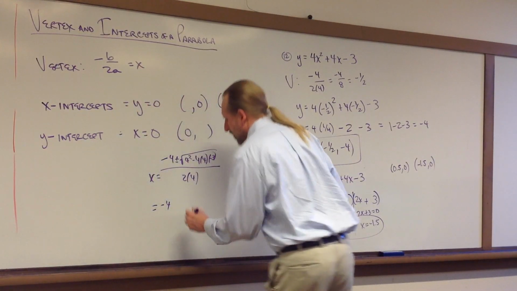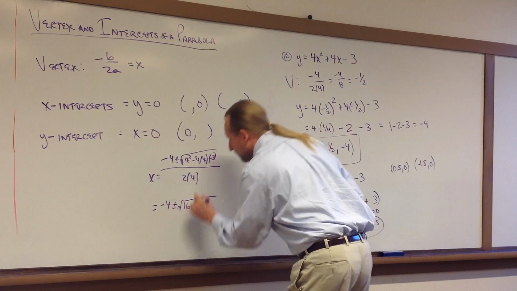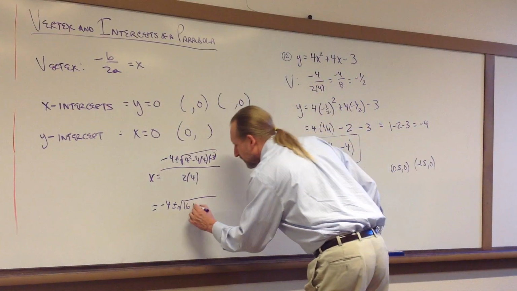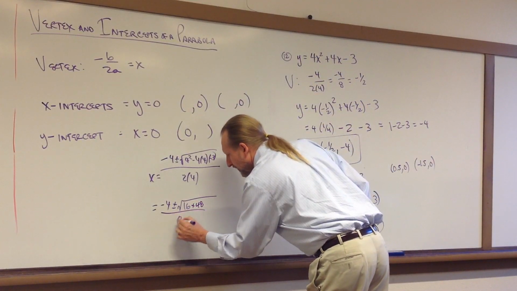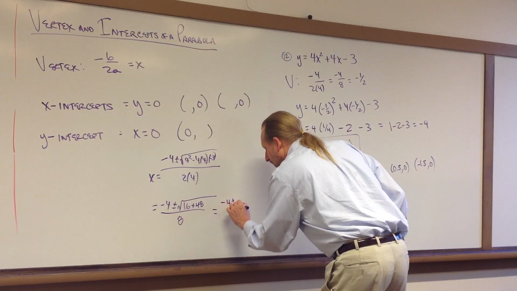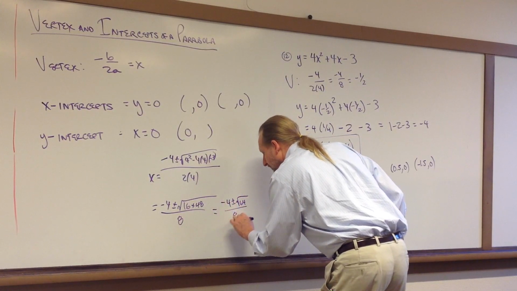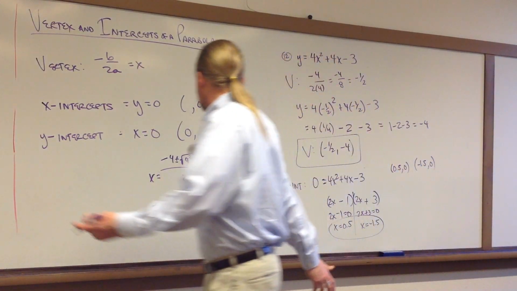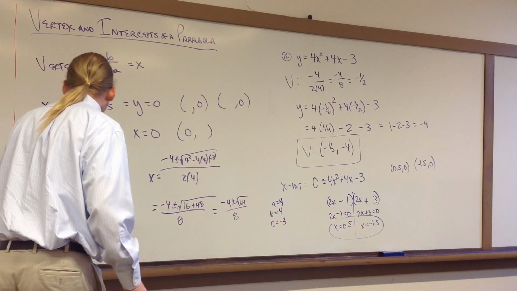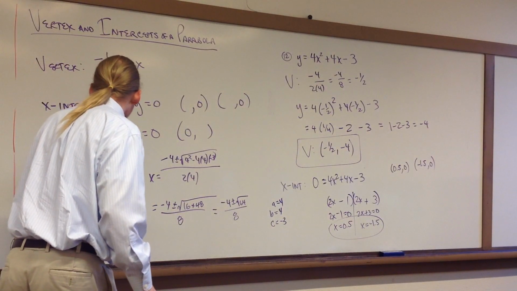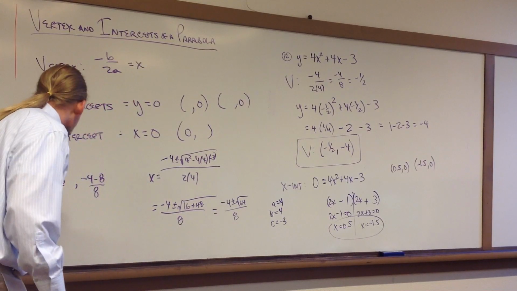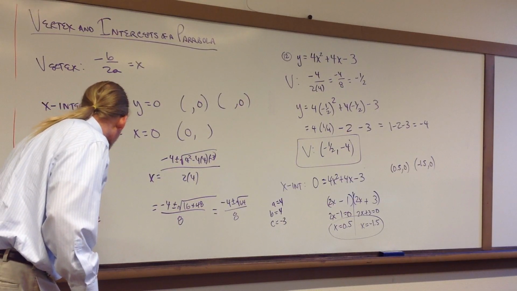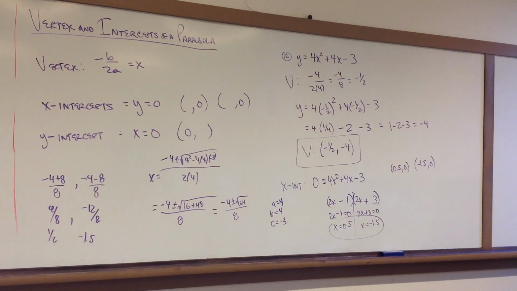Negative 4, and then inside here 16, that minus and minus will be positive 48. And then in the denominator 8. So this is going to be negative 4 plus or minus square root 64 divided by 8. Square root 64 is, of course, 8. So what we've got is negative 4 plus 8 over 8, and negative 4 minus 8 over 8. So here's our 1/2, and here's our negative 1.5. So we get the same answers either way, right?